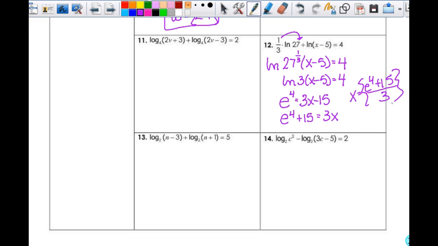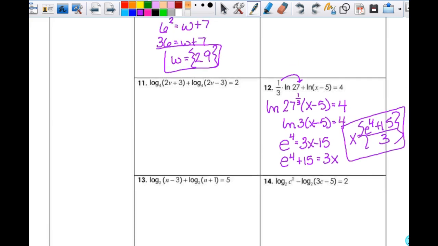You can make it e to the fourth over 3 minus or plus 5. It doesn't matter either way. So when we check this, e to the fourth plus 15 divided by 3, do you think this number, being about 2.7, is going to be more than 5? Yeah, it's going to be more than 5, so it stays positive, so it works, and it's not an extraneous solution. Okay. And then we'll back up and look at the others real quick.